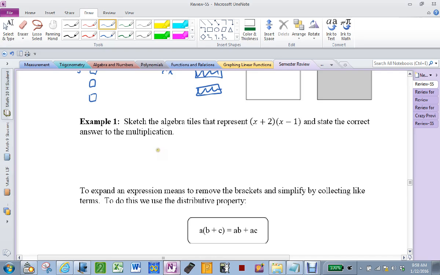Now, how will they do that on a multiple choice exam? They'll show you 4 different diagrams of algebra tiles. You got to circle the one that's right. Okay? So, one side is x plus 2, and the other side is x minus 1. And then you just fill in the middle. 1 big x squared, 1 negative, positive, positive, and 2 negatives. Done. Everyone remember that? Do I have to spend any more time on it? No? Okay. Lovely.